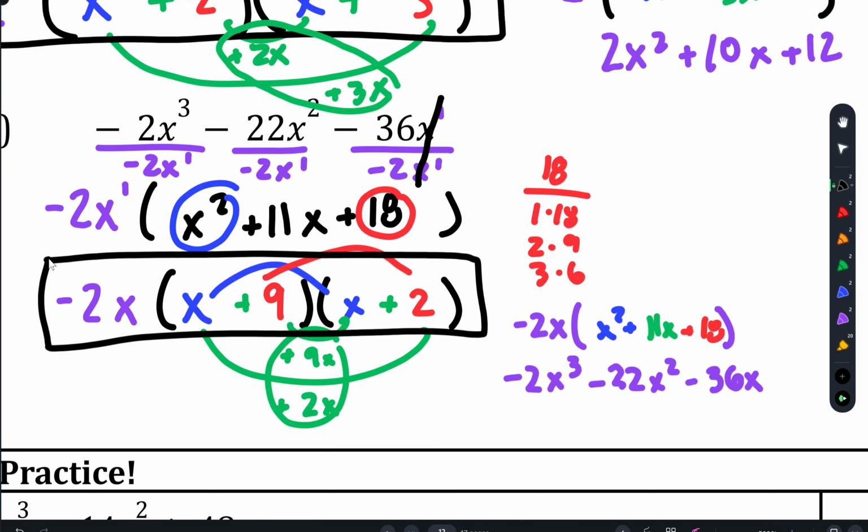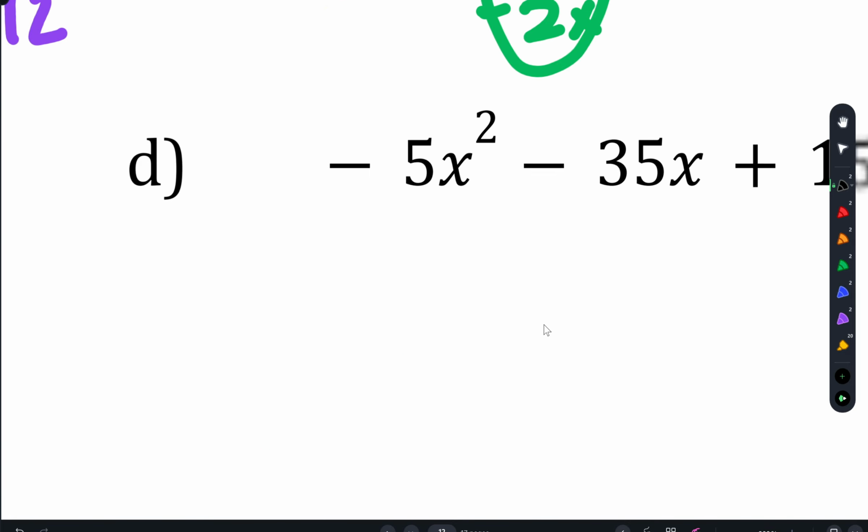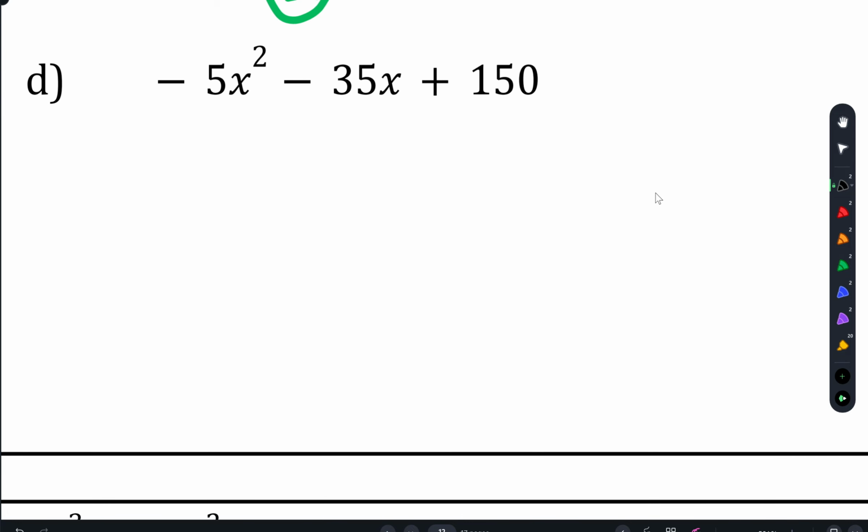We got one more. One more, and then I promise we're done. Okay, first step. Who's helping me? What do we do first? Who's helping me? What do I do first? Find the GCF. What's my GCF here?